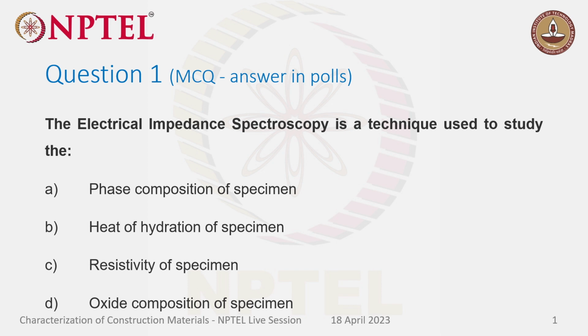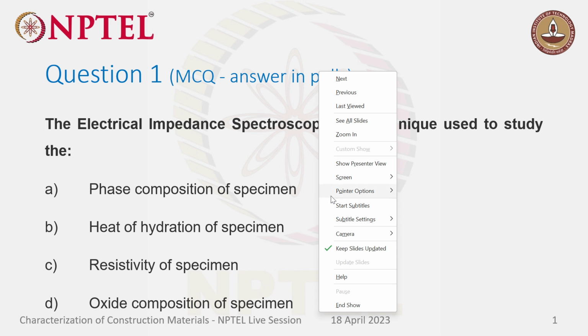This is the final week for this course, so you would have heard about phase composition, heat of hydration, resistivity, oxide composition as well. Electrical impedance spectroscopy is what is discussed in this week. So which property can we study using this technique? That is the question. Let me start the timer for a minute. Please give your answer in polls, or at least if you're not able to do that, you can type the answer in the chat box.